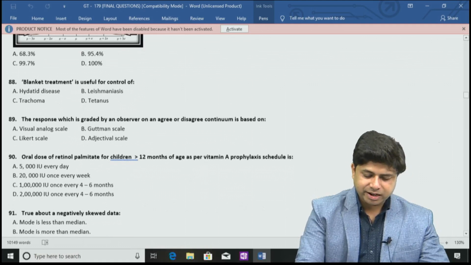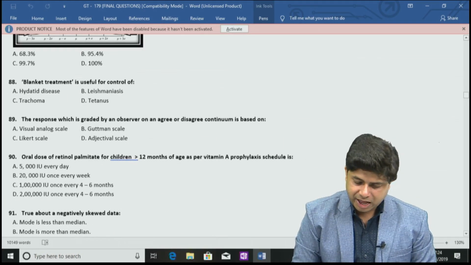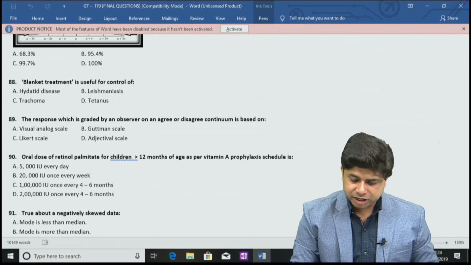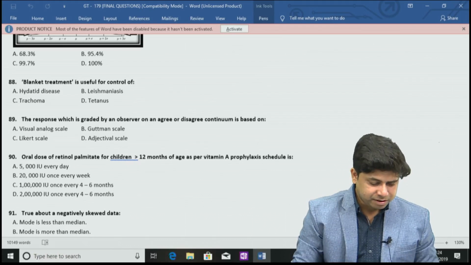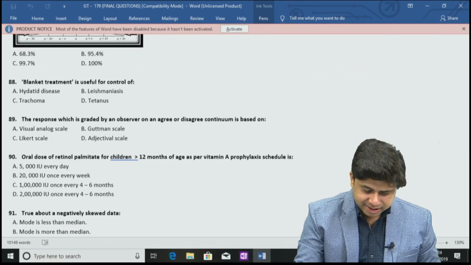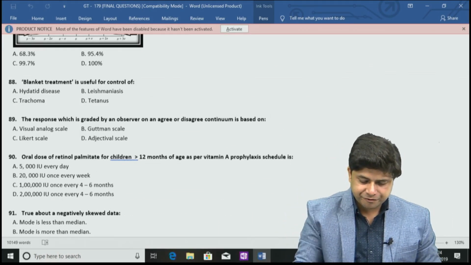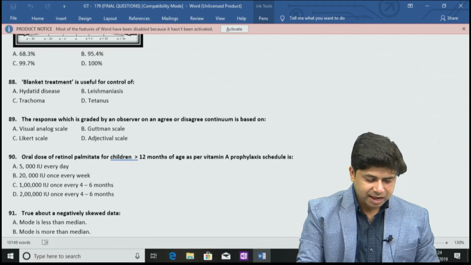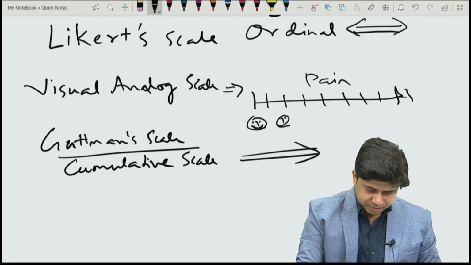Next is question number 90. The oral dose of retinol palmitate for children more than 12 months of age as per vitamin A prophylaxis schedule is... Okay, again the question is fact based. So the answer is D, that is 2 lakh international units every 4 to 6 months. That's the answer. So let's just see how it is.